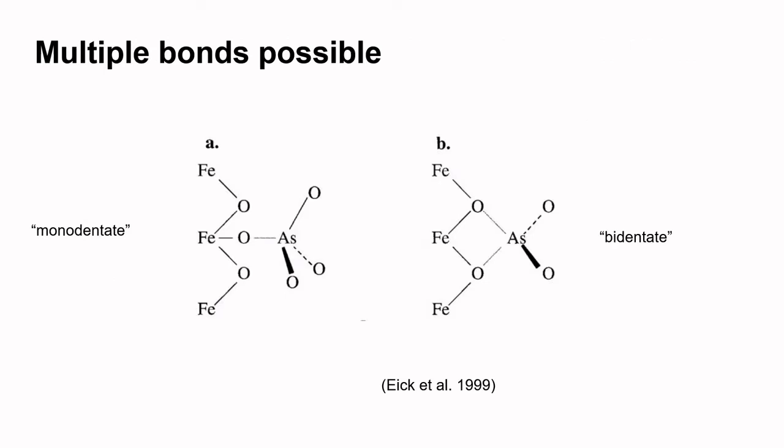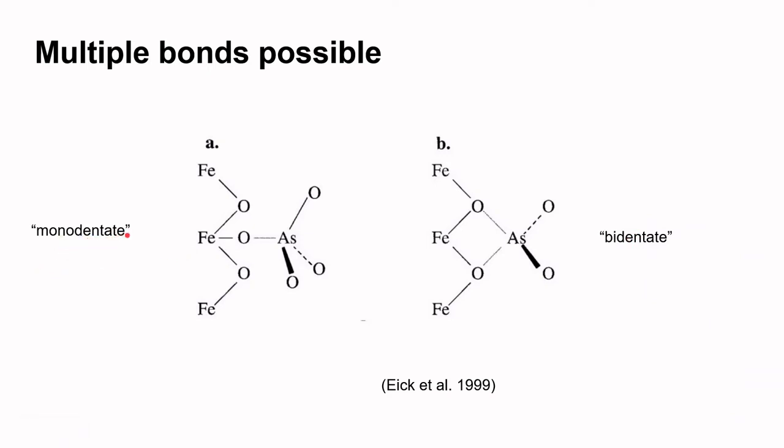I should also point out that multiple bonds are possible that can sorb things even more tightly. So here you have an arsenate ion. This is another oxyanion that forms fairly strong complexes. And you see here in this example, this arsenate is bonded to one oxygen on the surface of this iron oxyhydroxide crystal, or this might be goethite. But look over here. Here you have two oxygens bonding covalently with this arsenate. And this is called a bidentate complex. This is called a monodentate complex.